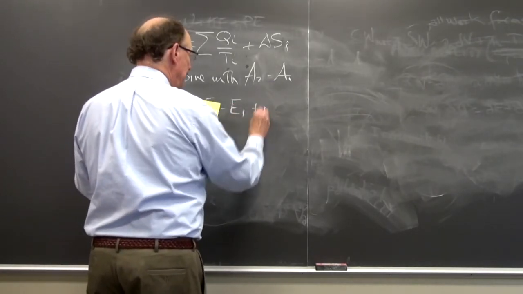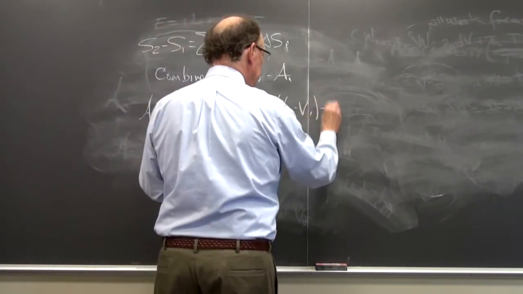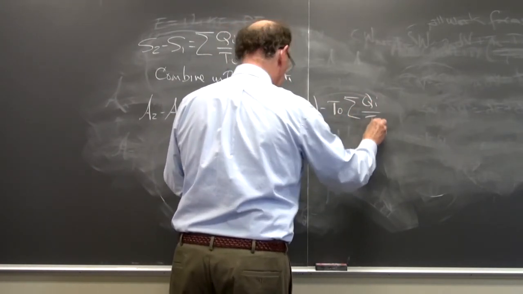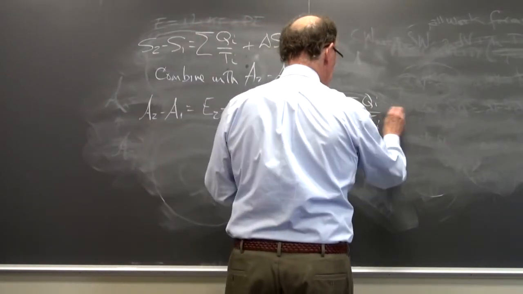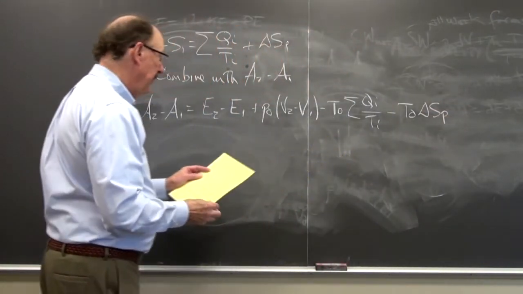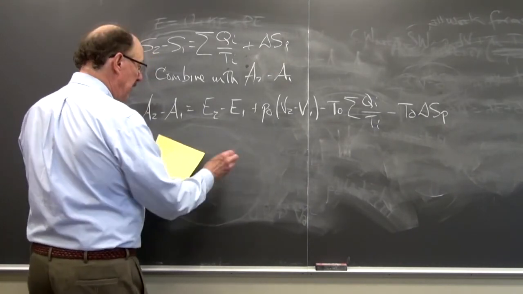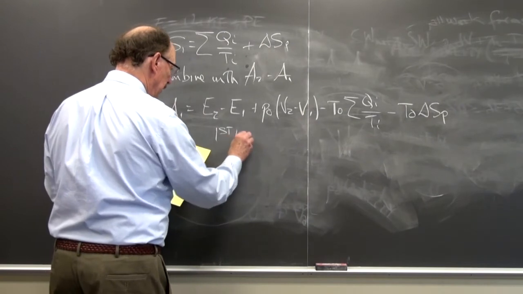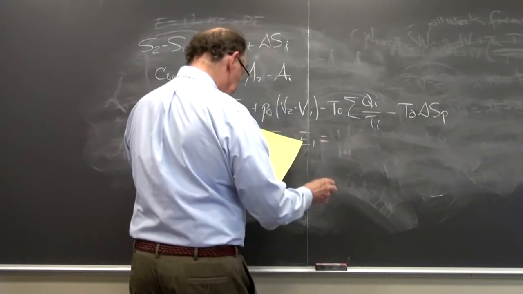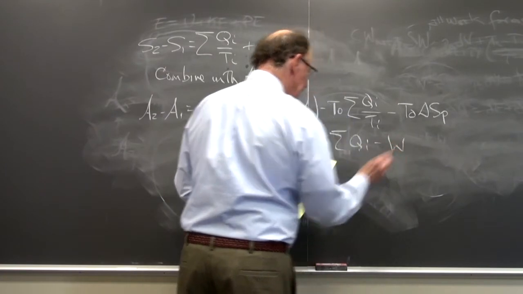E2 minus E1 plus P0 times V2 minus V1 minus T0 times the sum over the Qi over Ti minus T0 del SP. And we notice that from the first law, E2 minus E1 is equal to the sum of the Qi minus W. Just so we have that.